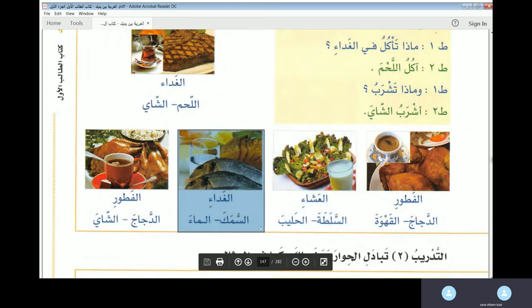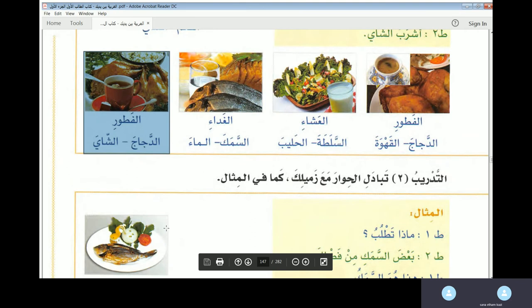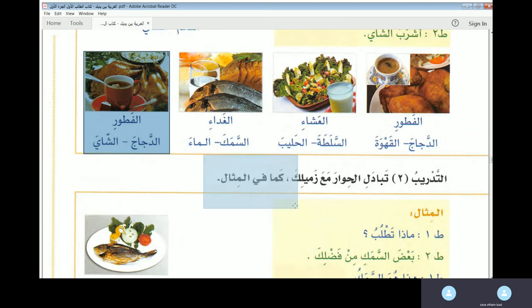ماذا تأكل في الغداء? What do you eat in lunch? أكل السمك. I eat fish. ماذا تشرب? And what do you drink? أشرب الماء. I drink water. ماذا تأكل في الفطور? What do you eat in breakfast? أكل الدجاجة. I eat chicken. وماذا تشرب? And what do you drink? أشرب الشاي. I drink tea. This is two male persons, right? The conversation. Yes, two male persons.